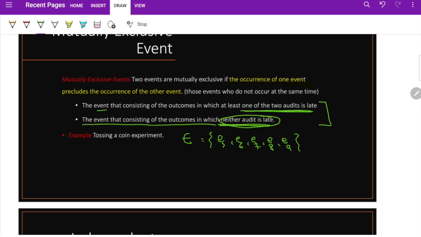Let's look at the other event, the event consisting of the outcomes in which neither audit is late. None of the audits are late. Let's call the other event that we define E2. What are the outcomes where we don't have late audits? Actually, the rest. E1, E2, E4, E5, yes, that's it.